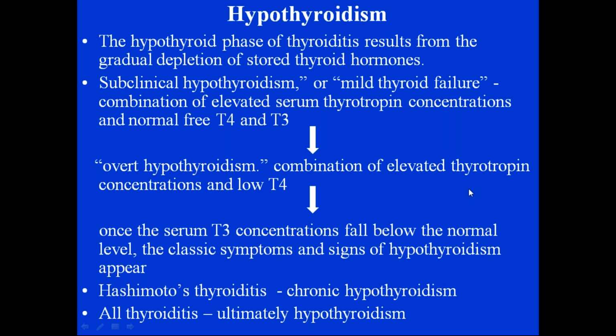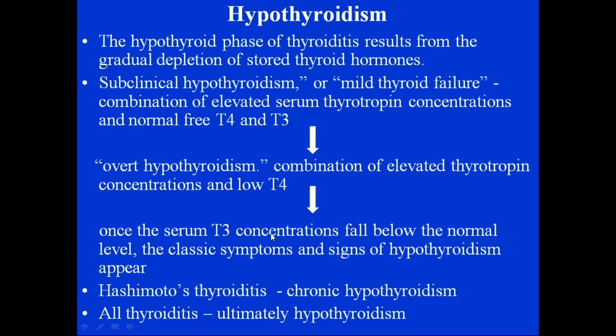So subclinical hypothyroidism, or mild thyroid failure, is a combination of elevated serum thyrotropin concentration and normal free T3 and T4. What is overt hypothyroidism? It is the combination of elevated thyrotropin concentration and low T4. When you have low T4 with elevated TSH, it is overt hypothyroidism. When you have normal free T3 and T4 but increased TSH, it is known as subclinical hypothyroidism.